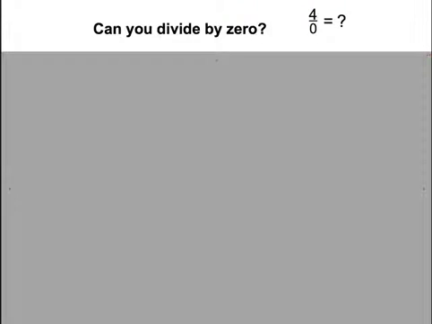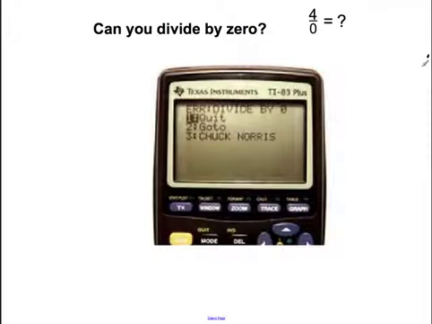What about this? Can you divide by 0? Is it possible? If I have $4, can I divide it up into 0 people? Can I take my $4 and say I'll give it to 0 people, into 0 parts? Can you do it? Oh, well, let's just say. And the calculator says what?